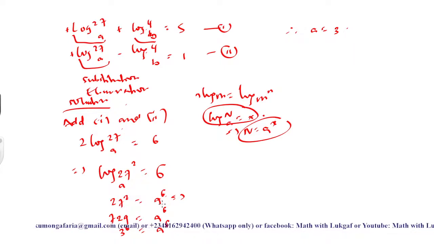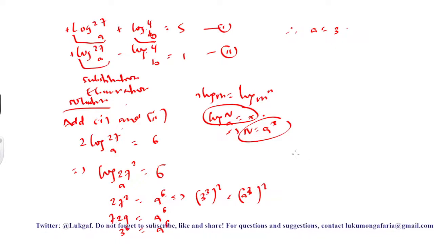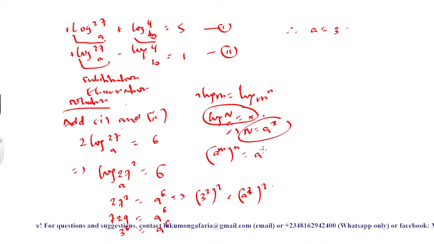Since this is raised by 6, you can say this is 3 raised by 3, everything squared. Likewise, you can write this as a raised by 3, everything squared, since 3 times 2 will give you 6, and from this law, a raised power m, everything raised power n, will give you a raised power mn. So if that is cleared, you will see that this will cancel this, then you have a raised power 3.